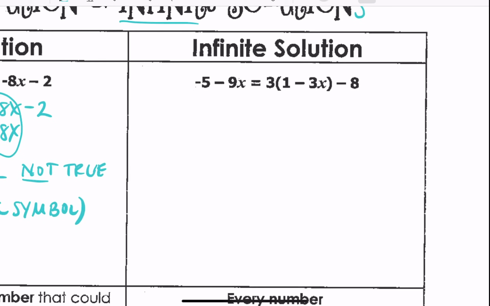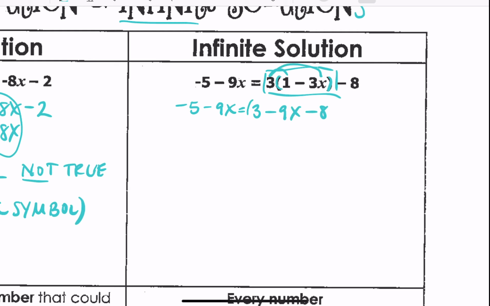-5 minus 9x equals 3 times the quantity 1 minus 3x, minus 8. So I am going to work with those parentheses first, and I'm only working with this section. Over here, I'm just going to bring down -5 minus 9x equals, and then 3 times 1 is 3, 3 times -3x is minus 9x, and then I just bring down that minus 8.